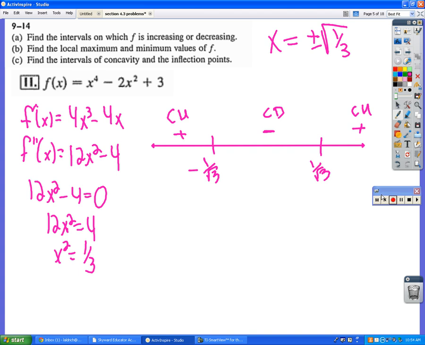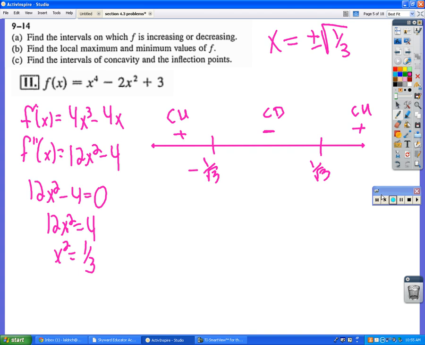Now it says identify the inflection points. And who called us on this yesterday? Was it Mary? Okay, we have not identified the inflection points. We've identified the x values of the inflection points, but we need to figure out what the y values are also. You plug it into the original function.